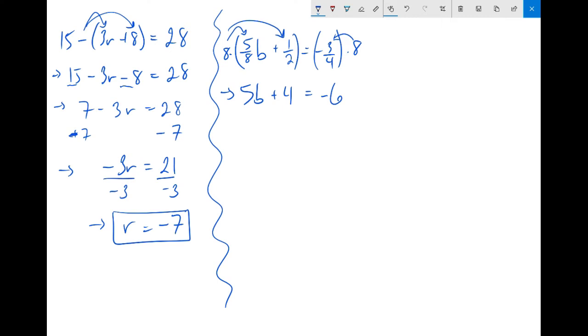So now you've got it into a whole number equation. This one's not too hard to solve. How do we solve for b? Well, first we got to do what? Take away that 4 from both sides. So then negative 6 minus 4 is negative 10. And then get b by dividing both sides by 5. So then it looks like b is going to be negative 2.